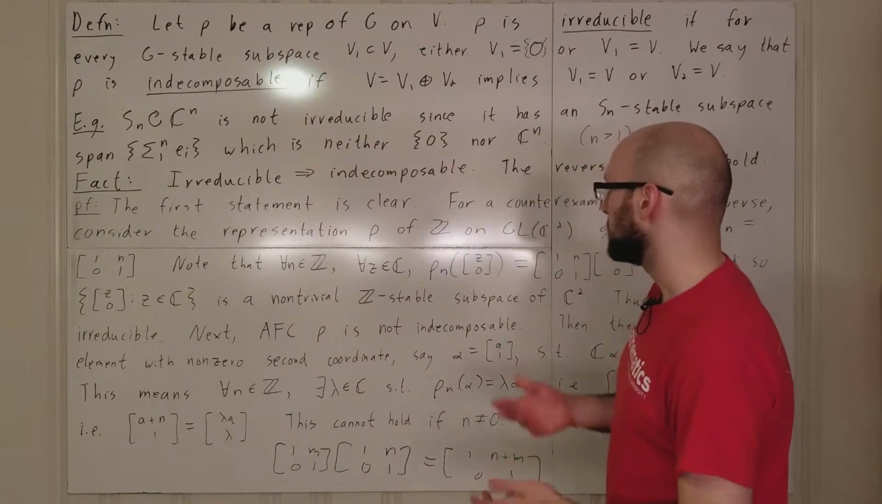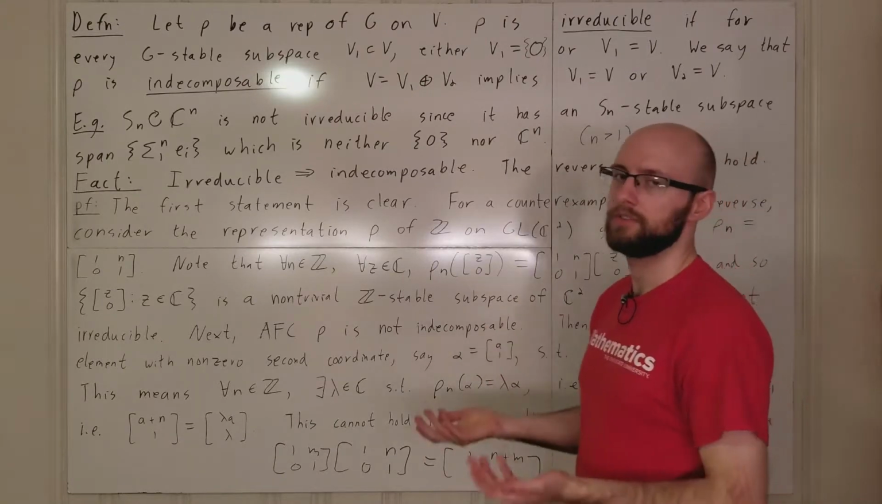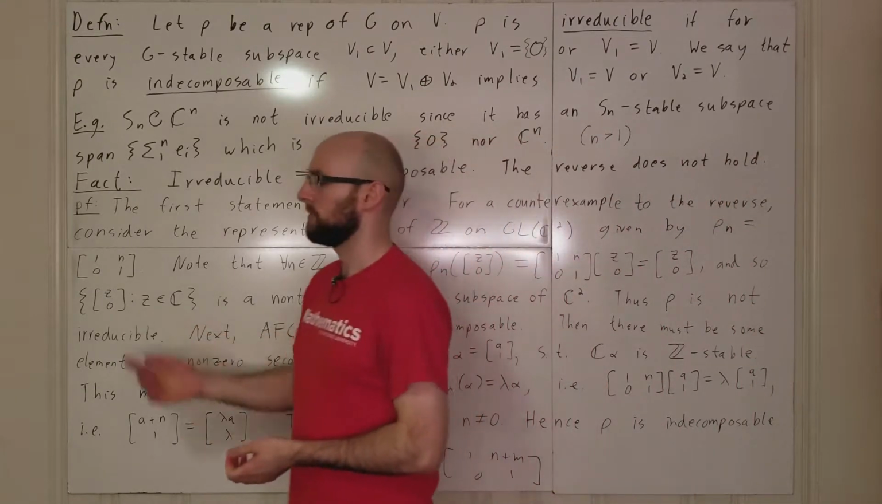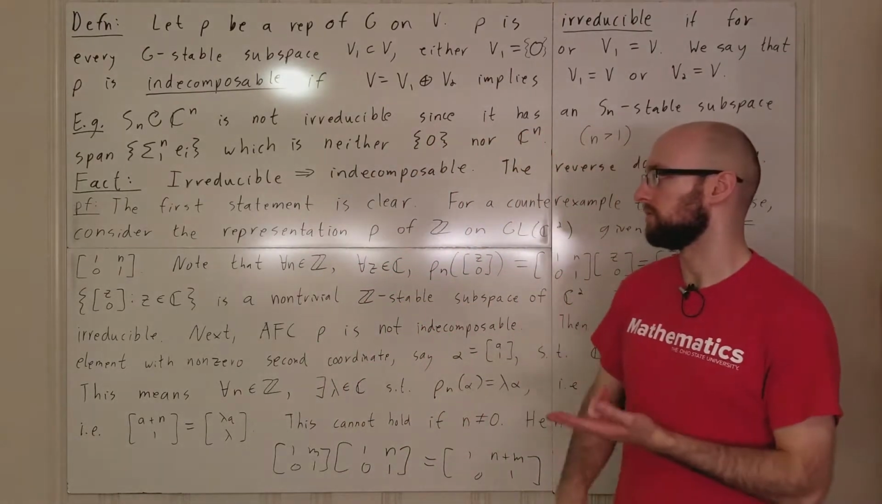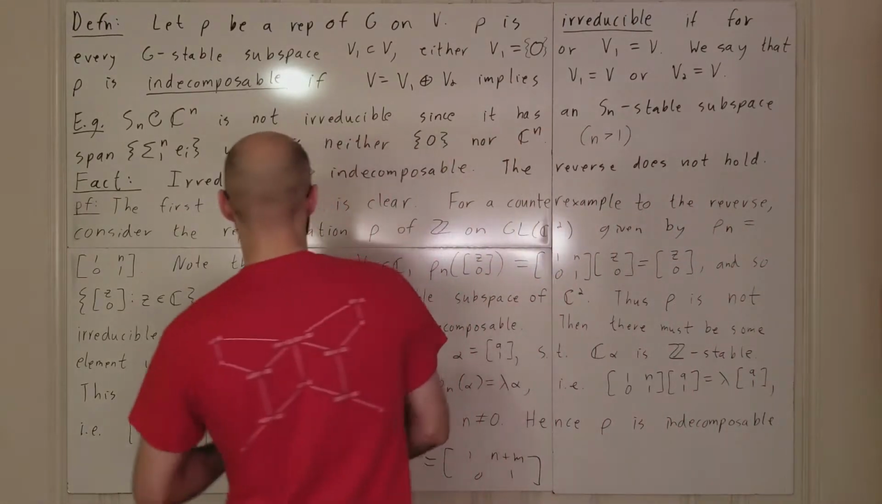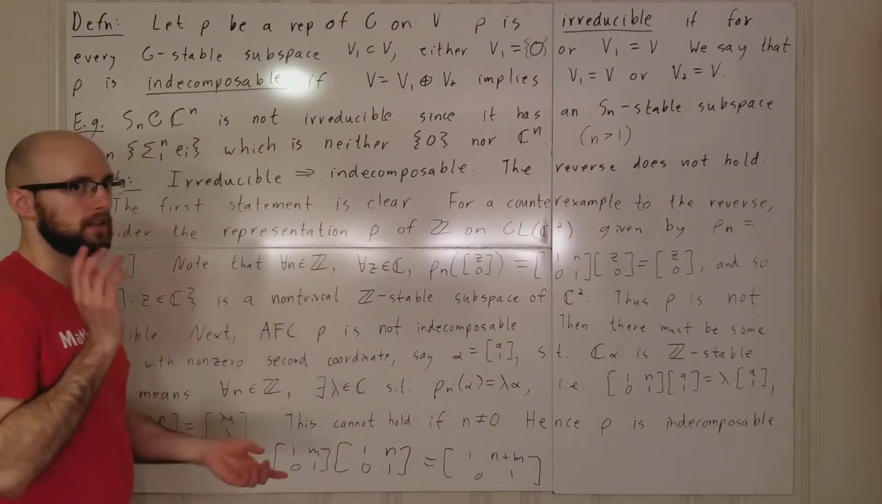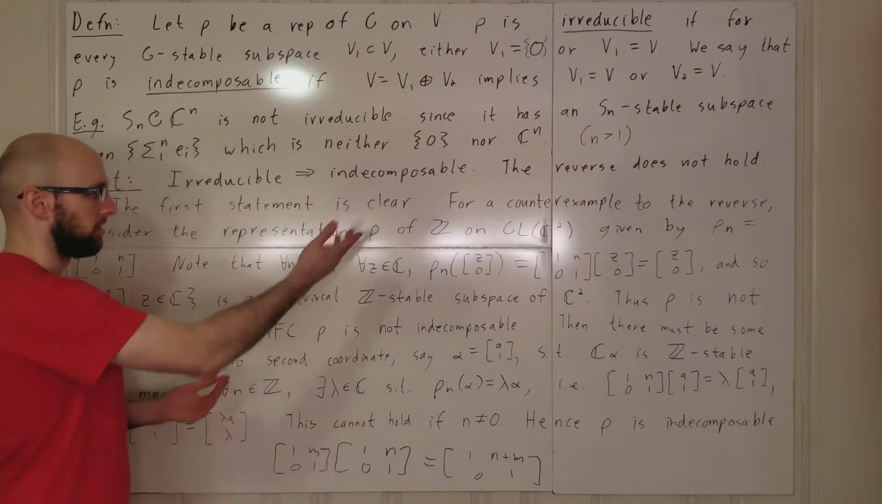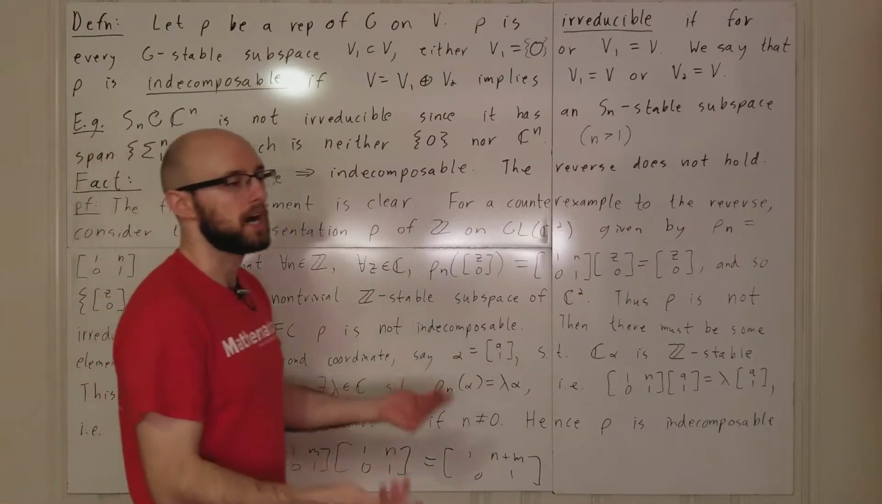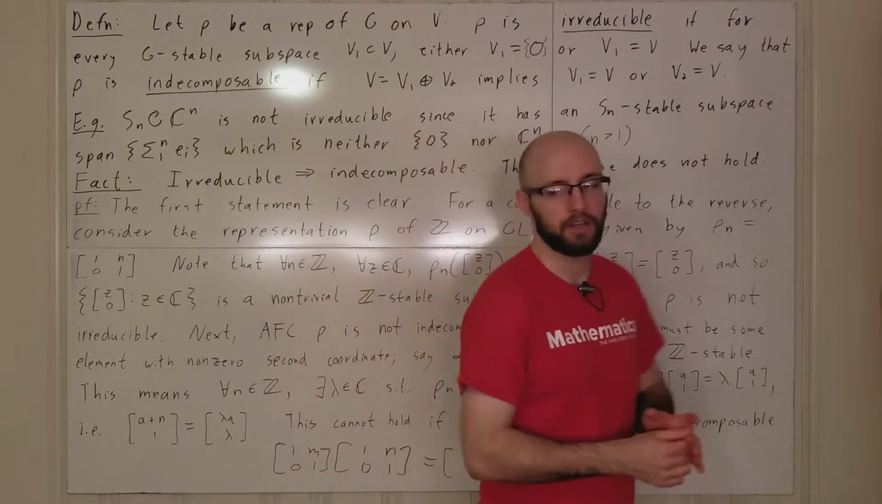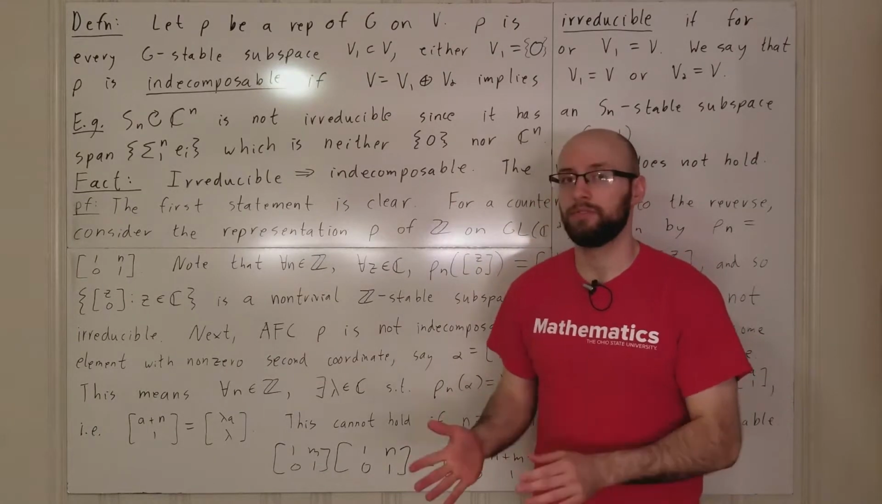So it's a z-stable subspace of C2, and it's non-trivial because it's just the span of one vector. So it's got dimension 1, which is neither 0 nor 2. That's what I mean by non-trivial. I mean that it's not the 0 subspace, and it's not all of C2.